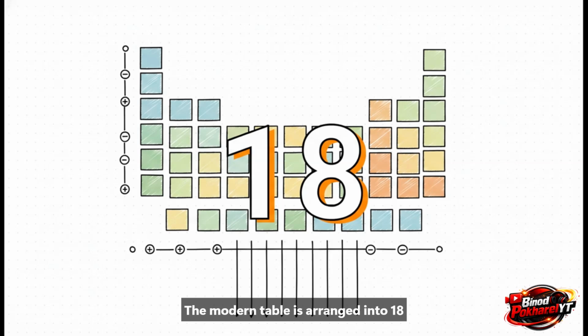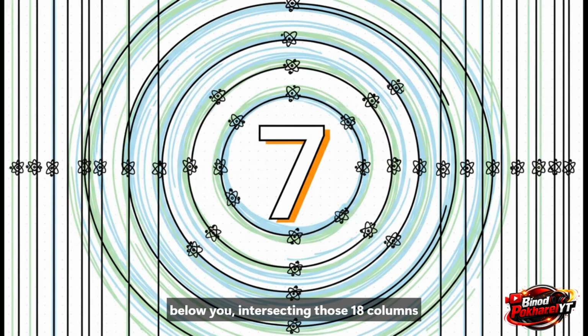The modern table is arranged into 18 vertical columns. We call these columns groups. Basically, if you live in the same group on this map, you're going to share very similar chemical properties with your neighbors right above and below you. Intersecting those 18 columns are 7 horizontal rows, and we call those periods. Every single time you move down to a brand new row or period, a brand new main electron shell is being added to the atom. It's kind of like adding a new ring to a tree or an outer layer to an onion.